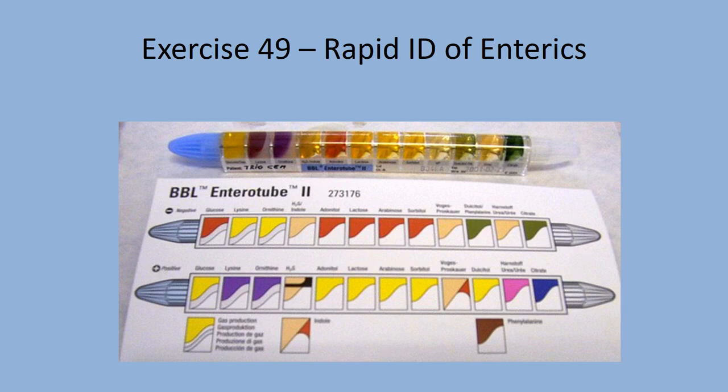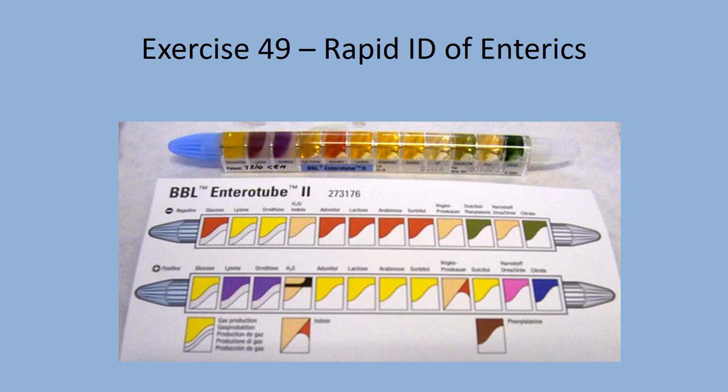Probably the most common one is called the Enterotube II, and as you can see in this picture, in the back is an actual tube, and then the diagram showing a negative result and the positive result. There's a metal rod that goes throughout the length of this tube, and as you can see, the tube has different chambers for the various tests. So instead of individual test tubes, it's all on this one tube.